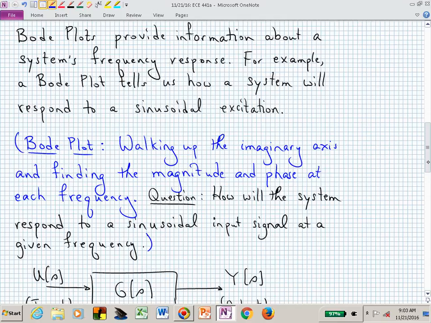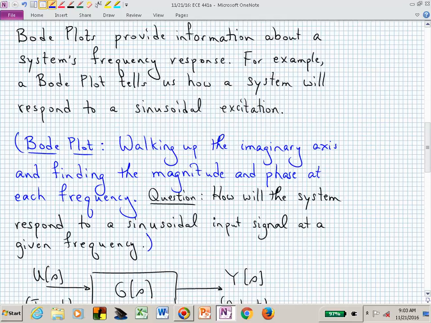I'm going to scroll through a few things and then I'll slow down in a little bit, but Bode plots give us information about the system's frequency response. We're really exciting the system at a given frequency and measuring how its magnitude and phase behave in response to that source of excitation, that frequency source.